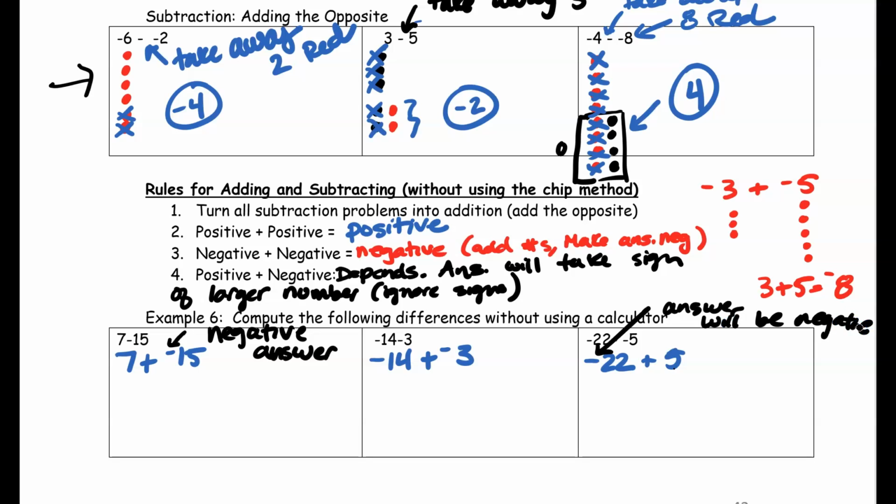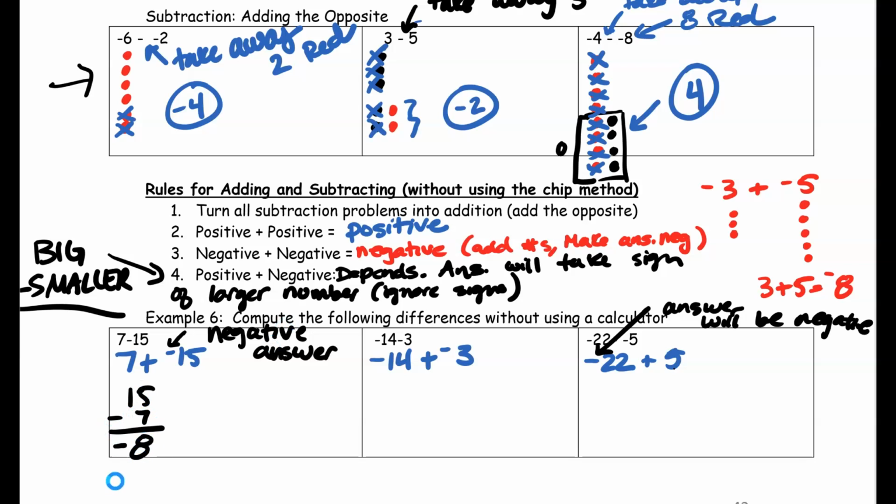Okay, now we've talked about the signs. How do you get the actual answer? So for number 4, we are going to look at whichever number is bigger to tell the sign, but what you're going to do is find the difference between the two numbers. So you're going to take the bigger number and subtract the smaller one. So for example, 7 plus negative 15, we're going to do 15 minus 7 equals 8, and then we're going to make the answer negative. So the answer is negative 8.